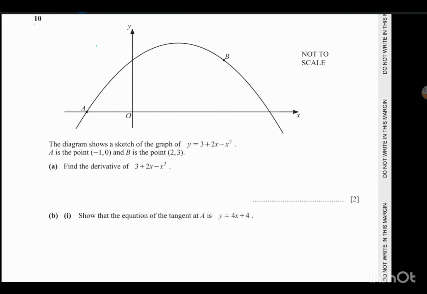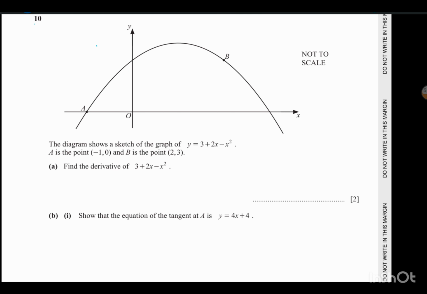So question number 10. The diagram shows a sketch of graph y is equal to 3 plus 2x minus x square. A is the point -1, 0, and B is the point 2, 3. Find the derivative of 3 plus 2x minus x square. Question A asks about the derivative.